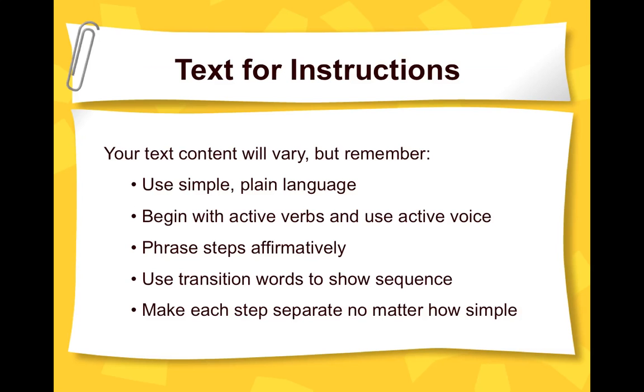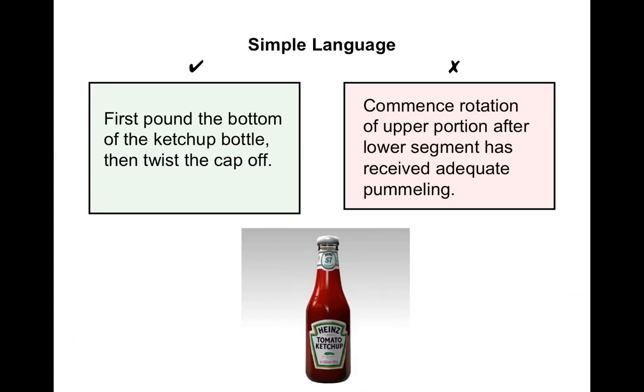When you write the text for instructions, you want to use simple, plain language with active verbs phrased in the active voice, and you want to phrase steps affirmatively, use transition words to show the sequence of things, and then make each step separate, even if it's really quite simple. And the greater clarity will be needed depending on the level of technicality of the reader. So that means taking your audience into account.